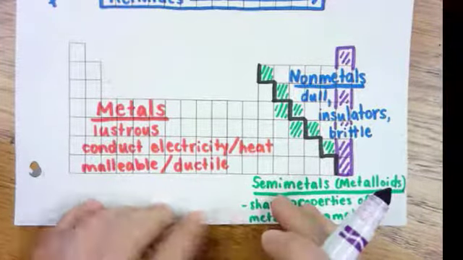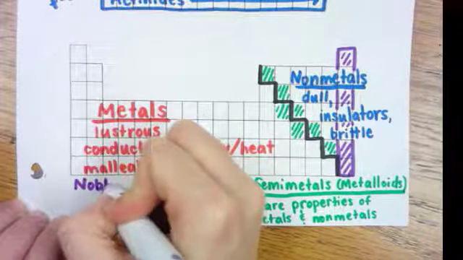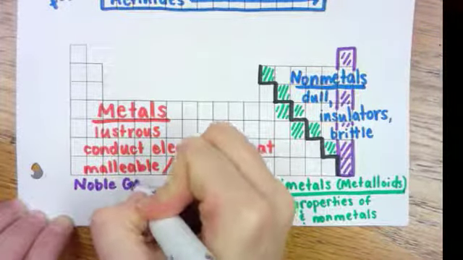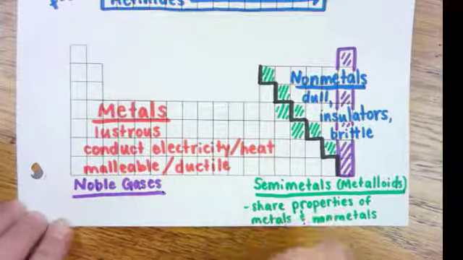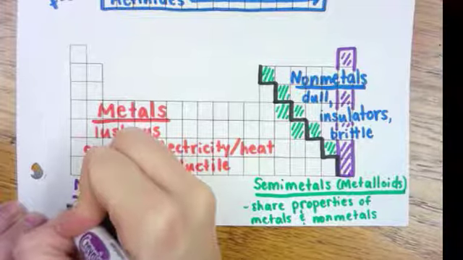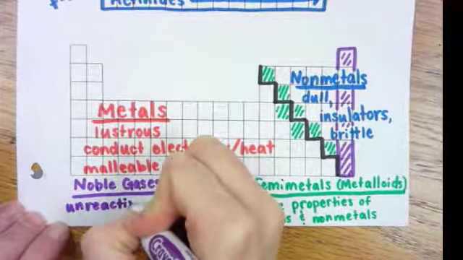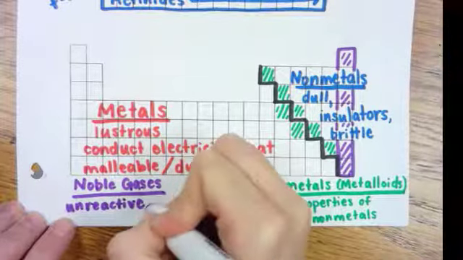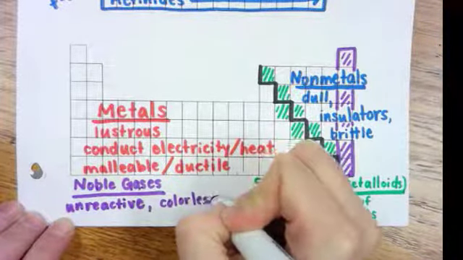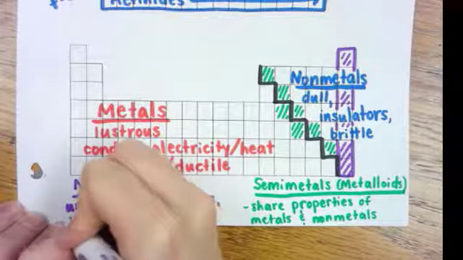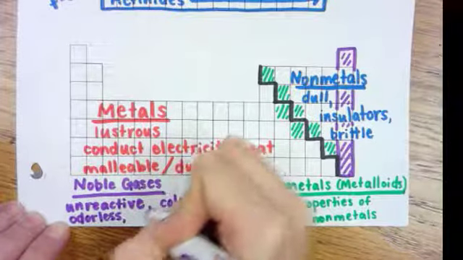Let's put their properties over here since we're running out of space. The noble gases are called noble because they are very unreactive. They are also colorless, odorless, and tasteless.